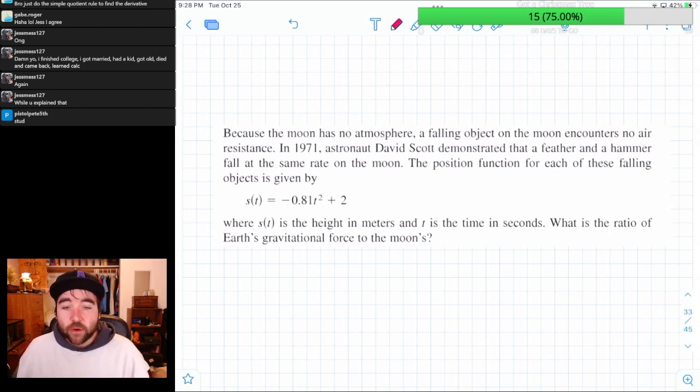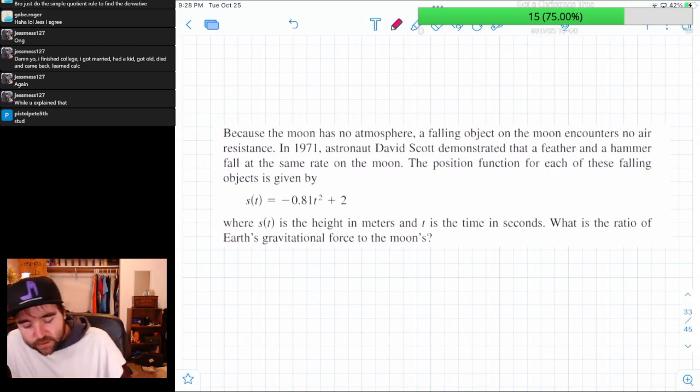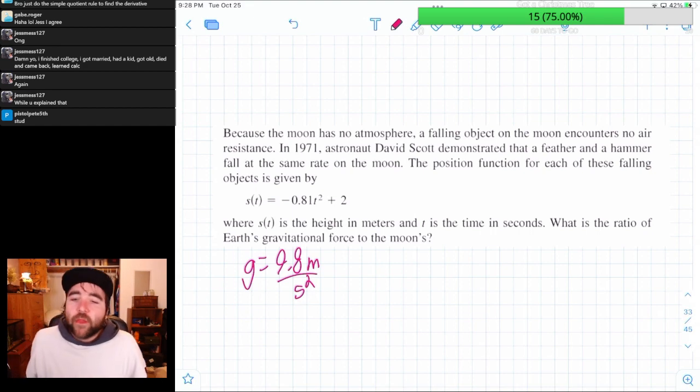What is the ratio of Earth's gravitational force to the moon's gravitational force? Well, we have to just know, they don't tell us, but at this point we should all know that on Earth, it's going to be 9.8 meters per second squared. That's the acceleration due to gravity on Earth.